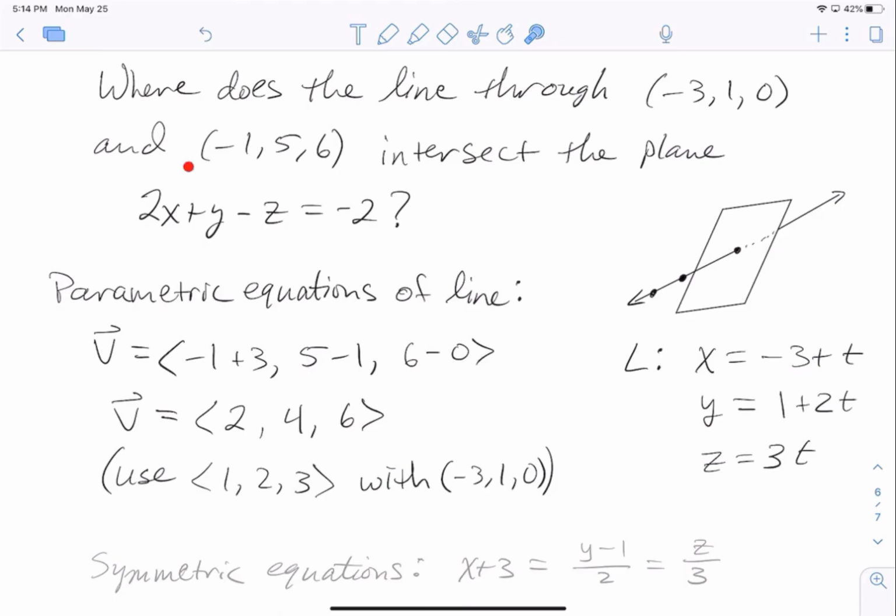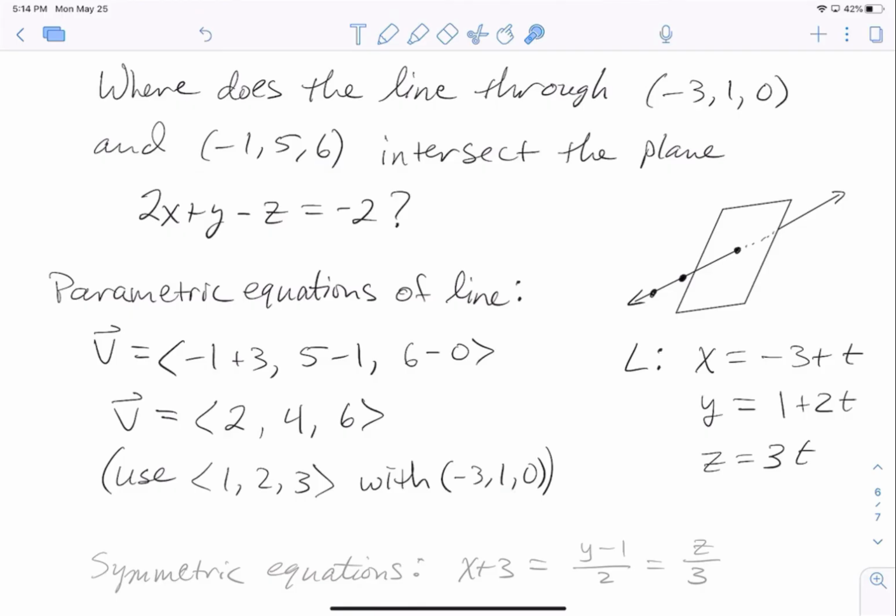Using the coordinates of negative 1, 5, 6 and subtracting the coordinates negative 3, 1, 0, we end up with v is equal to 2, 4, 6. I went that way so that I'd have positive numbers if possible. Now 2, 4, 6 is a direction for the line. I'm actually going to use 1, 2, 3 just because it's parallel and those numbers are smaller. And then I just randomly picked the point negative 3, 1, 0. You could have used the other point as well.